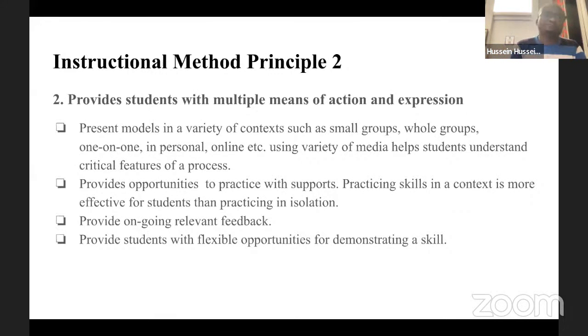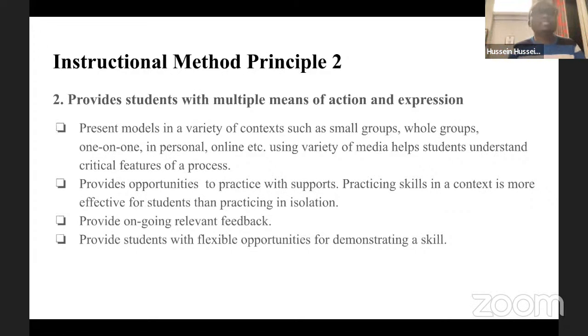Na ndio maana tunashauri kusiwe na changes ya walimu katika madarasa, kwa sababu mwalimu anakuwa kashawajua watoto wake vizuri na inakuwa rahisi kuimplement this kind of principle. Kwa hiyo tunasema using variety of media help student understand critical features of a process, kwa sababu umemfundisha au umepresent ile idea katika mfumo ambao anaupenda mtoto.